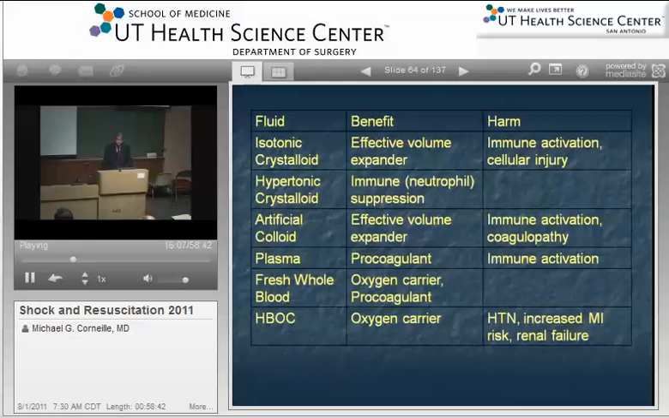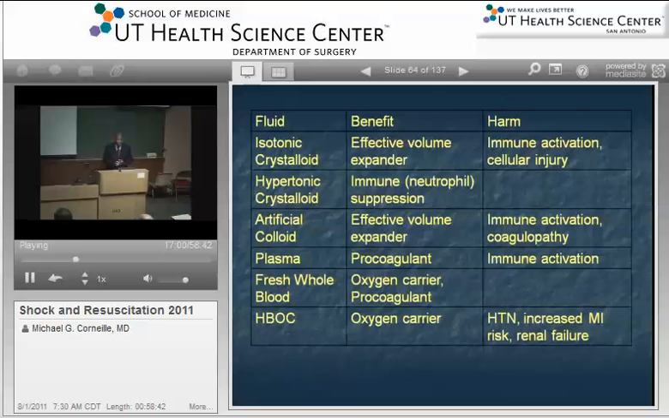We know that artificial colloids, starches, are effective volume expanders, but they too cause some immune activation, and there have been several reports of coagulopathy associated with using starches. Plasma has a significant benefit of being a procoagulant, but it has its own intrinsic immune activation. So transfusion of white cells associated with plasma transfusion may, in and of itself, cause immune activation and probably contributes more to transfusion-related lung injury than transfusion of red cells, even though we usually think of TRALI as being associated with red blood cell transfusion.